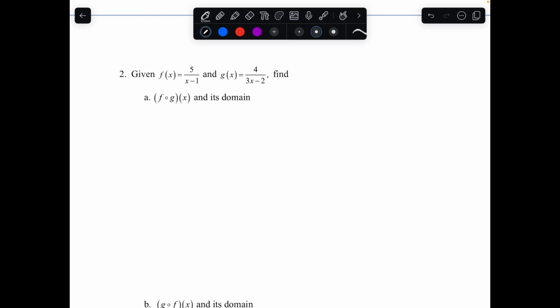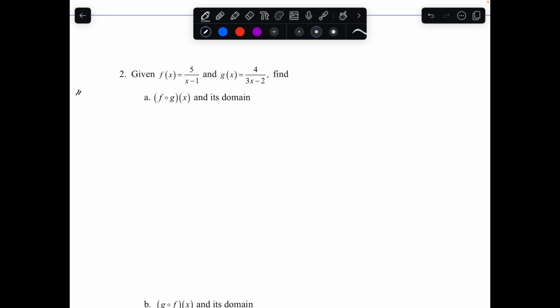Now into problem 2. We have two functions. We have f of x equals 5 over x minus 1, and g of x is equal to 4 over 3x minus 2. Now, the question is saying we want to find the composition of f of g of x and its domain.